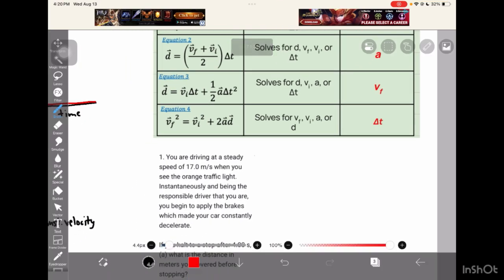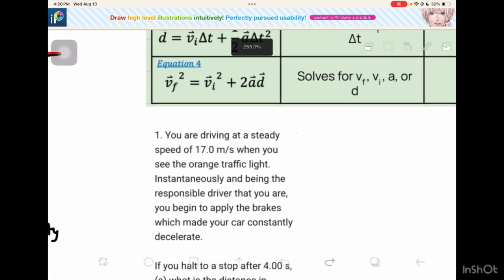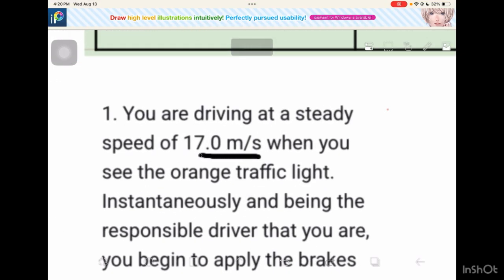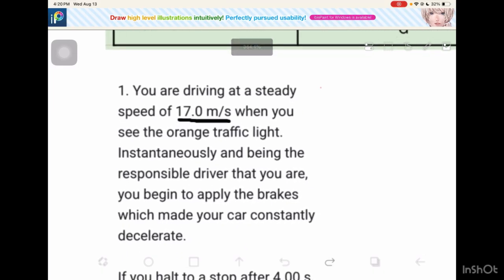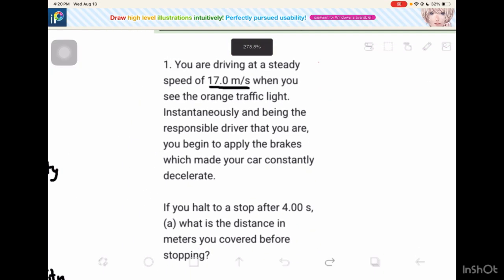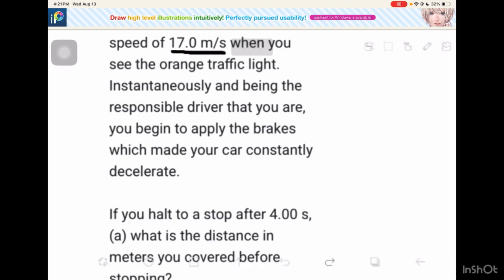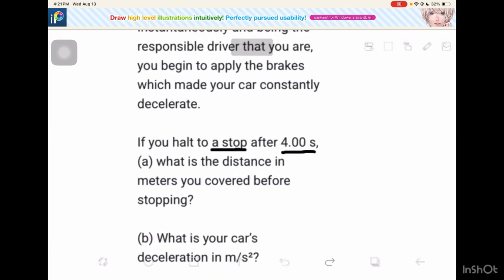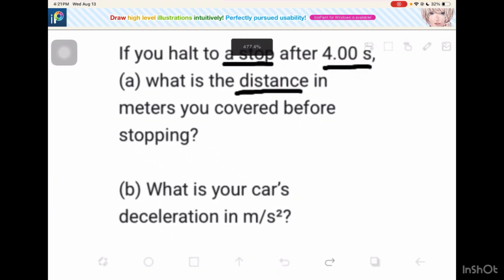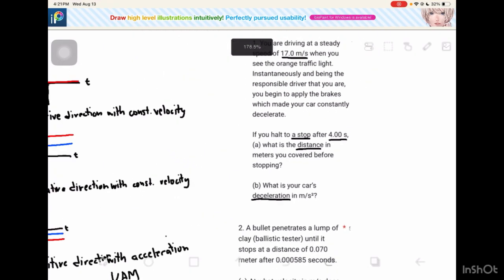So let's start. Number 1, you're driving at a steady speed of 17 meters per second, and when you see the orange traffic light, instantaneously, and being the responsible driver that you are, you begin to apply the brakes, which means your car constantly decelerates. If you halt to a stop after 4.0 seconds, A, what's the distance in meters you covered before stopping? And B, what's your car's deceleration in meters per second squared?